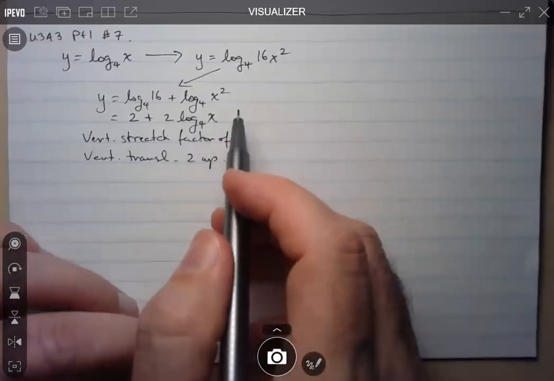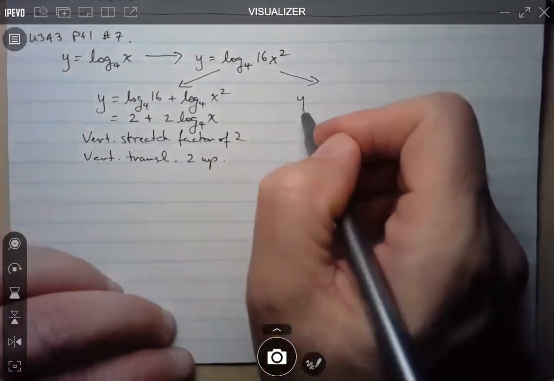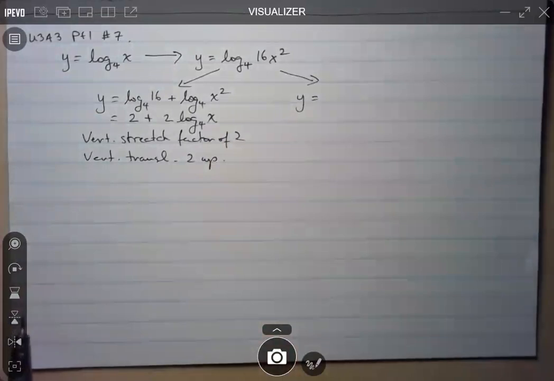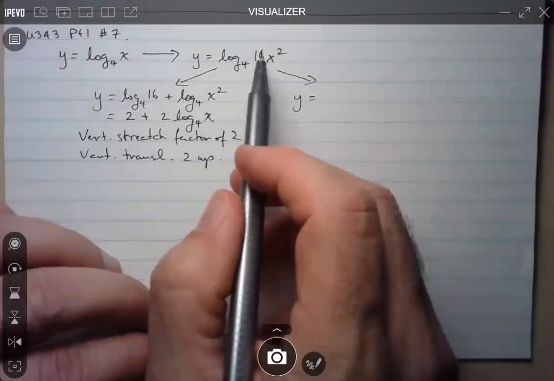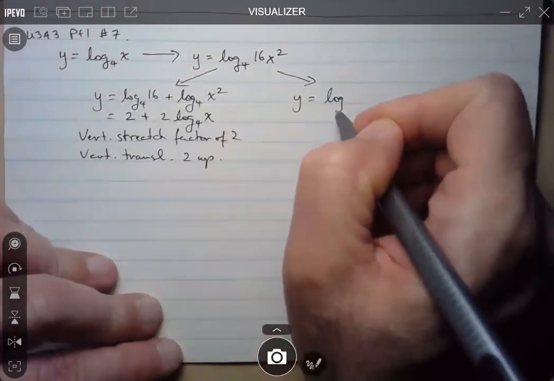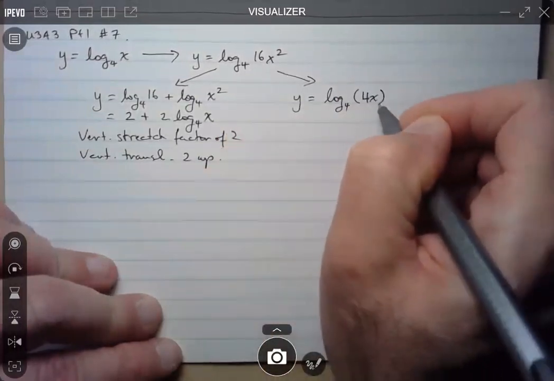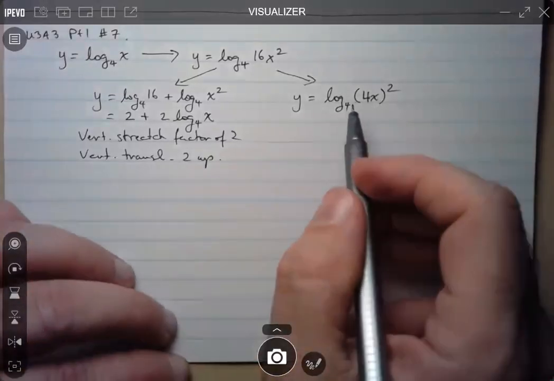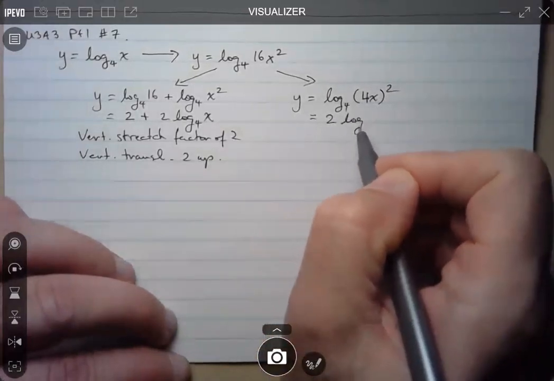The other thing I noticed, though, maybe not as obvious, is I could rewrite the inside part of this differently, and the only reason why I would consider doing this is because 16 is a perfect square. So if you think about it, I could also write this as 4x all squared. And now look what I have. I have the logarithm of a power. I can use the ski-slope rule.